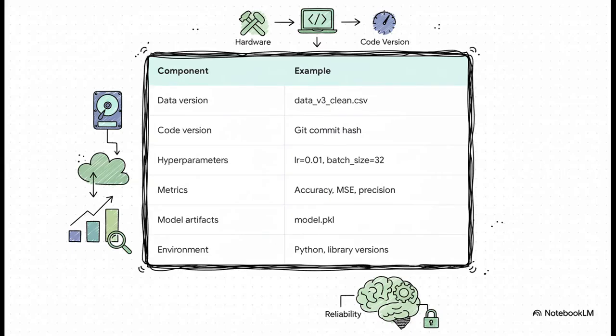Okay, let's get even more specific. This table breaks it down perfectly. These are the components you absolutely have to track. We're talking about the exact data version. Was it data v3 clean or v4? The git commit hash for your code, so you know the exact logic that was run, and of course the specific hyperparameters you used, like a learning rate of 0.01. Trust me, the more you log, the more reproducible and reliable your whole system becomes.